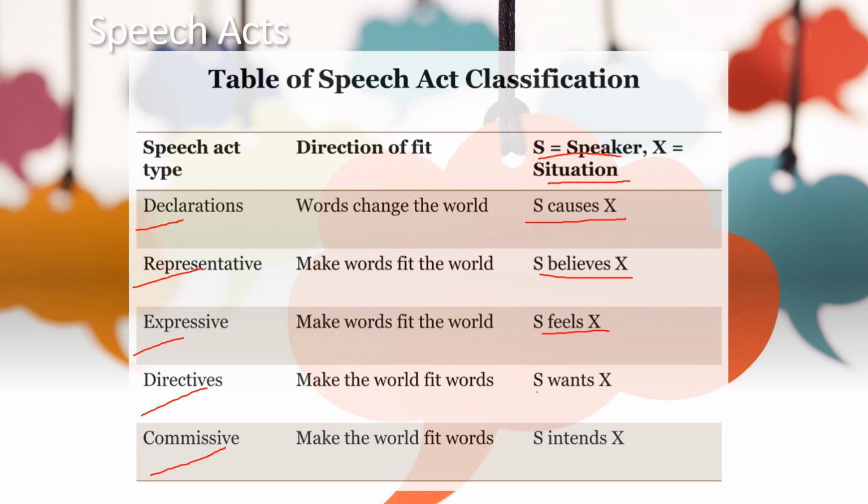When you express your wants, so that's a directive. For example, as a teacher, I want you to respect your classmates, so that's a directive. When you say commissive, your intention, so the speaker intends what in letter X. So if I'm the speaker, if I say I intend to or I plan to change your view about English, so that's my intention. It's a commissive.